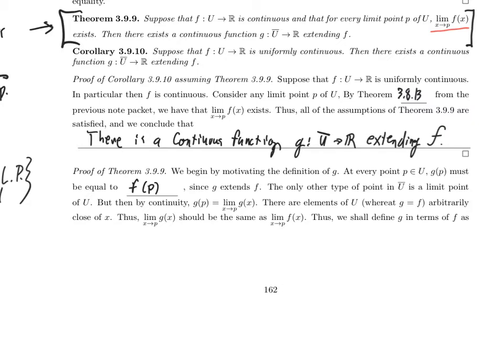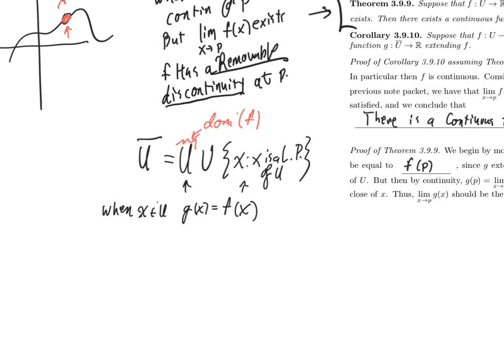The only other type of point in U bar is a limit point of U. When x is a limit point of U, g of x needs to be the same thing as the limit, g of p, let's say p. The reason to say p is because I want to take the limit as x approaches p. I don't want to make up a new variable name other than x for that. g of p should be the same thing as the limit as x approaches p of g of x.